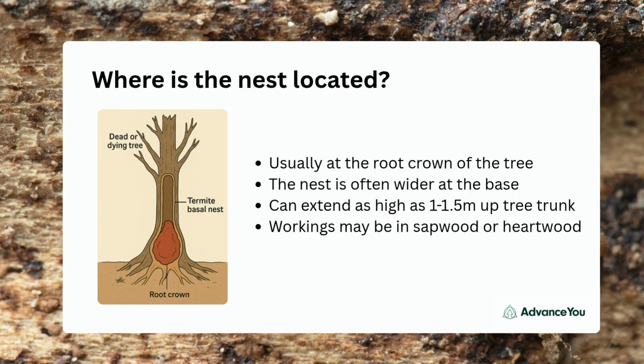They're most likely going to be in the soil at the root crown of the tree, where they will establish their nest material, and then the workings will go up through the middle of the tree, usually the heartwood, but can be the sapwood, extending usually 1 to 1.5 meters above the ground inside of the tree, and that working will become narrower and narrower as you extend up the tree.